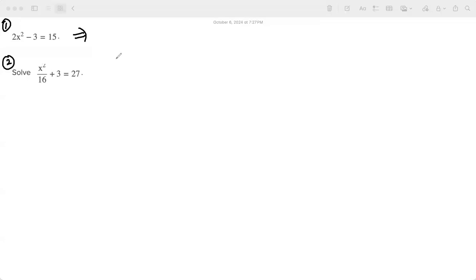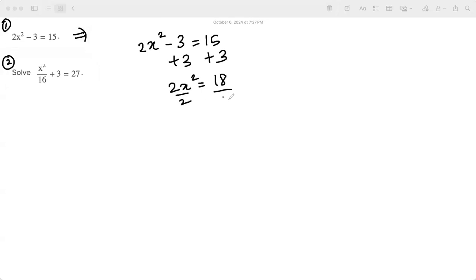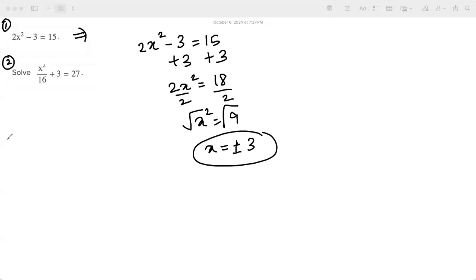Vagmi, that's nice. So 2x square minus 3 equal to 15. Add 3 on both sides: 2x square equal to 18. Divide by 2 on both sides: x square equal to 9. Taking square root on both sides, x equal to plus or minus 3. Shragvi, am I with you? Okay, the second one. Subtract 3 on both sides.